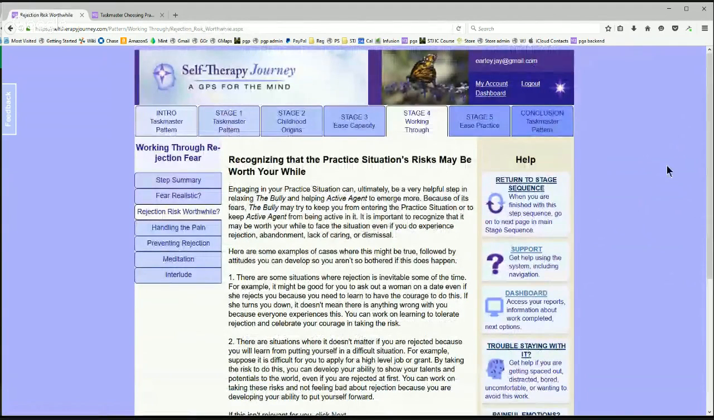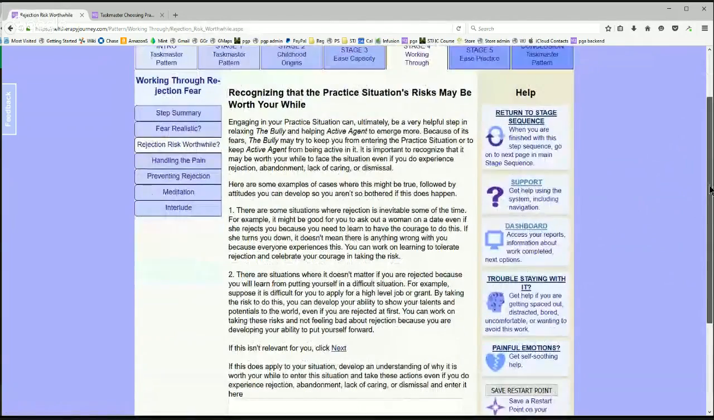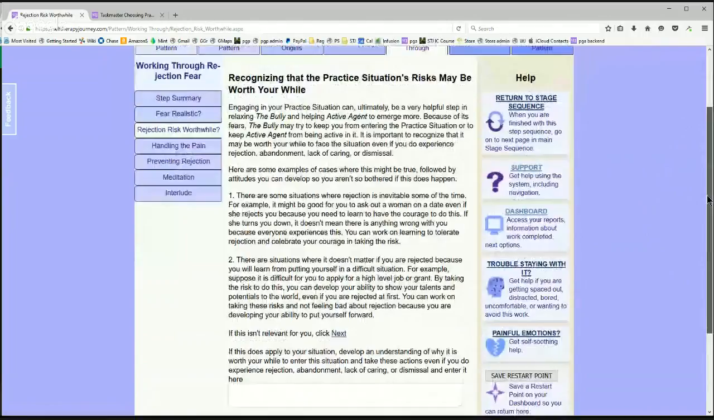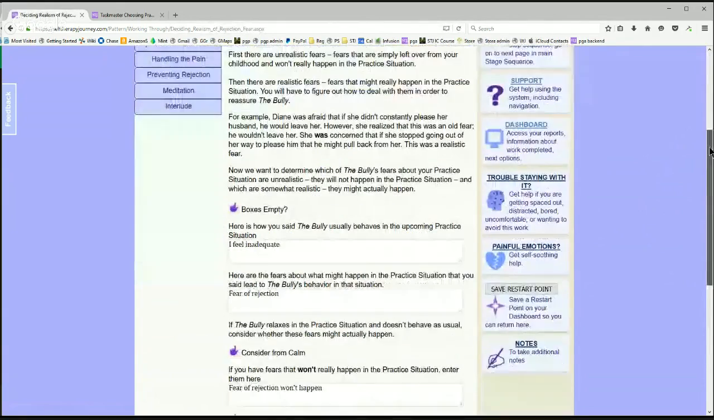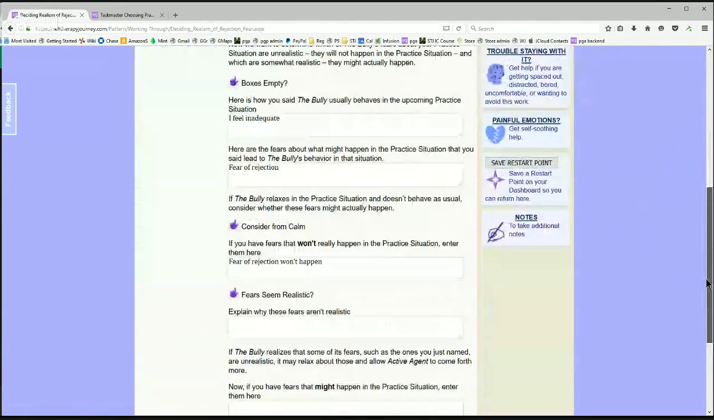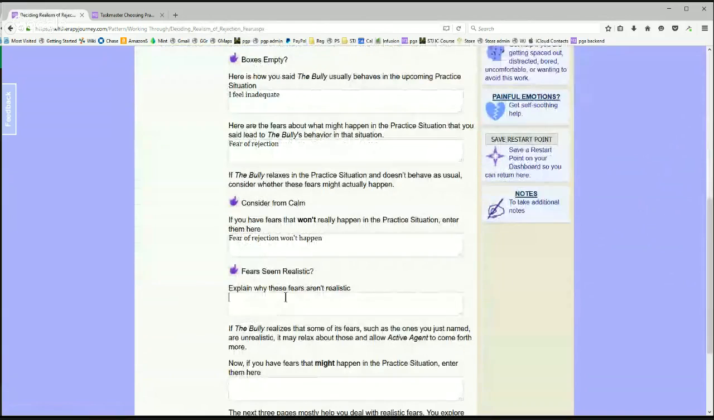Actually, I'm doing the simple version of this, but this page applies to the situation where the fear is realistic. So maybe I should go back and do this. Let's suppose there's some situation where the fear of being rejected is realistic. Explain why these fears aren't realistic. Let me just put that as because most people won't reject me for speaking out.